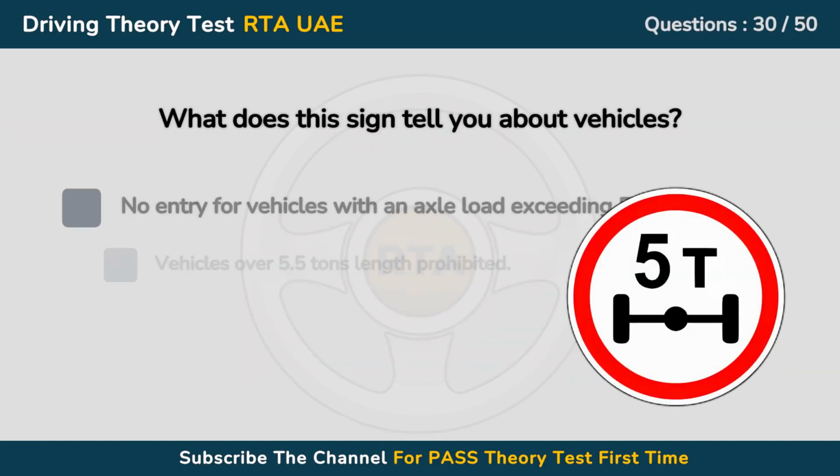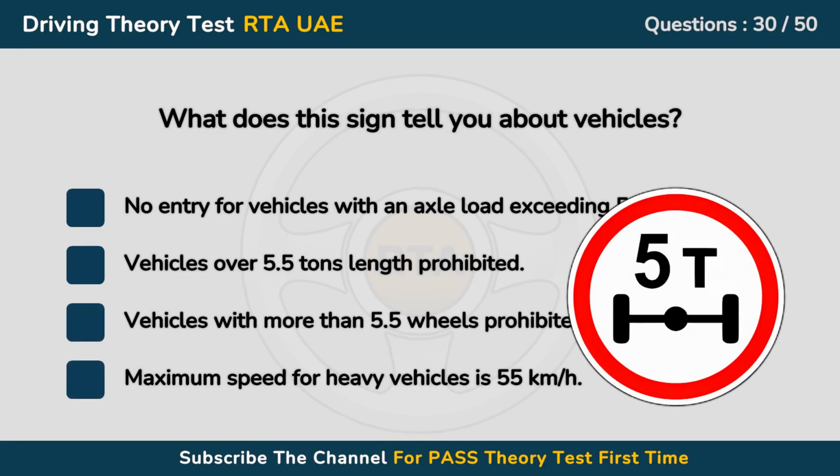Question 30. What does this sign tell you about vehicles? A. No entry for vehicles with an axle load exceeding 5 tons. B. Vehicles over 5 tons length prohibited. C. Vehicles with more than 5 wheels prohibited. D. Maximum speed for heavy vehicles is 55 kilometers per hour.